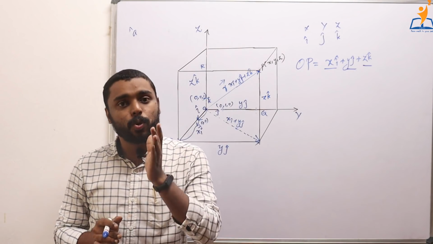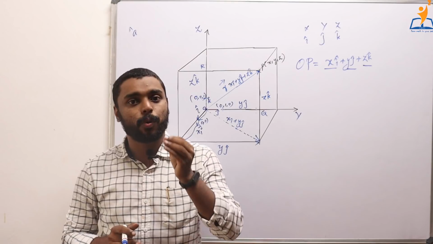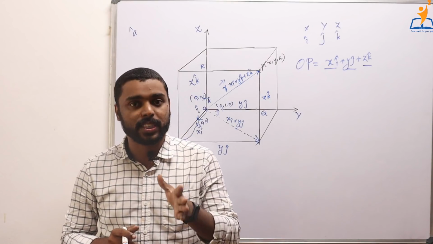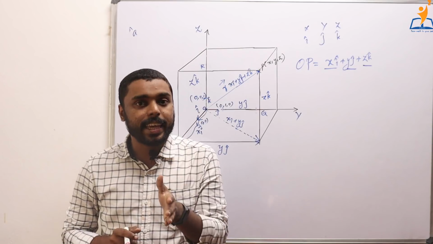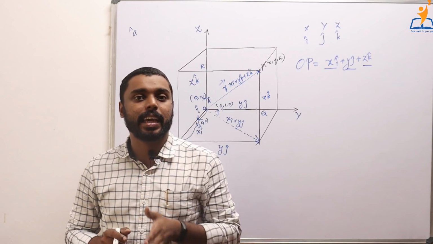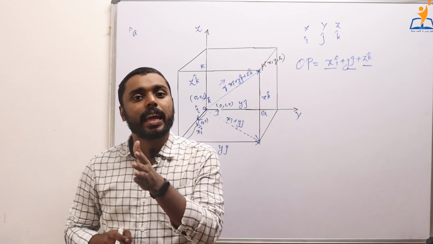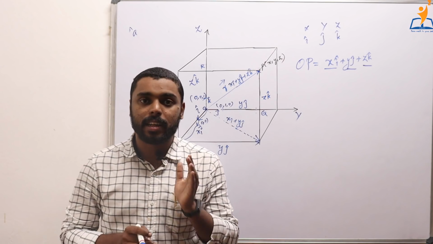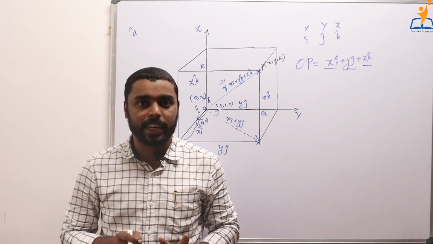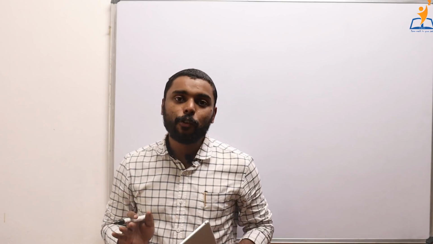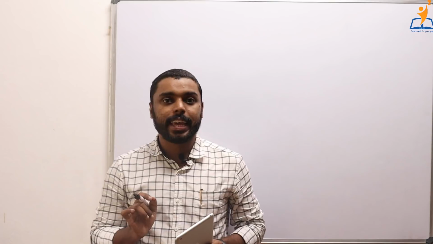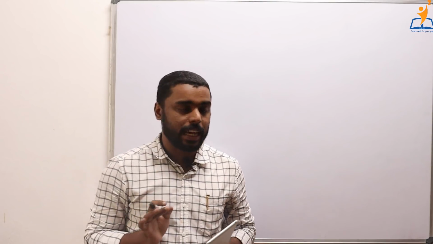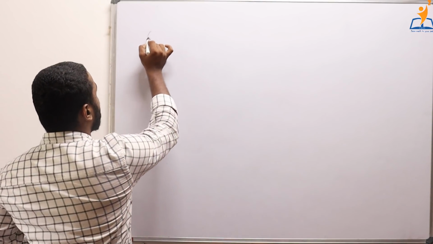So I hope you are clear with these components. Whenever you are given a point (x, y, z), we can find the position vector as x i cap plus y j cap plus z k cap, where i cap, j cap, k cap are nothing but the unit vectors along the directions. So now we know that any vector can be represented in the form x i cap plus y j cap plus z k cap.